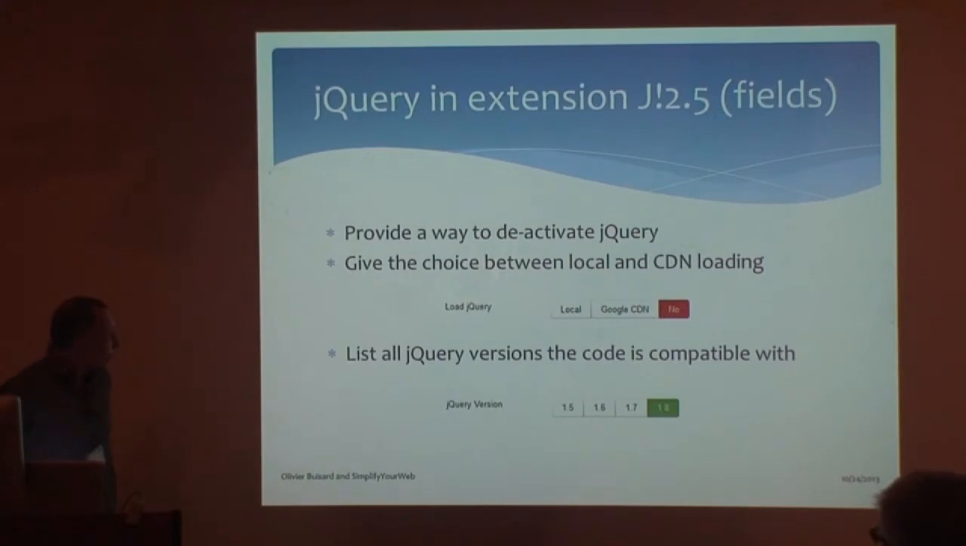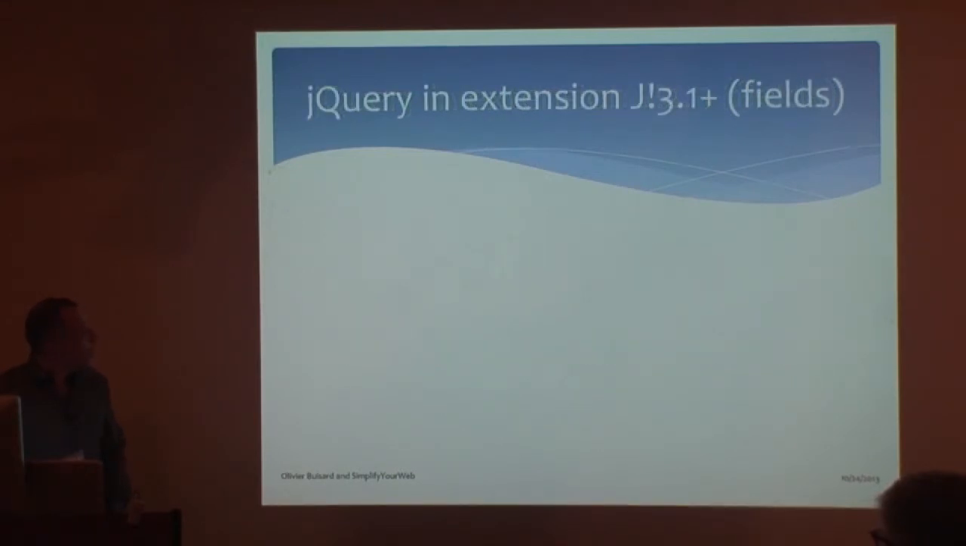And then a good thing to give the user, the one who's building a website, is the way of choosing which version of jQuery he can use with your module or extension. So it's nice for everybody to know what version of jQuery the extension works with. In Joomla 3.1, well, you don't have anything to do. And you'll see why in a minute.